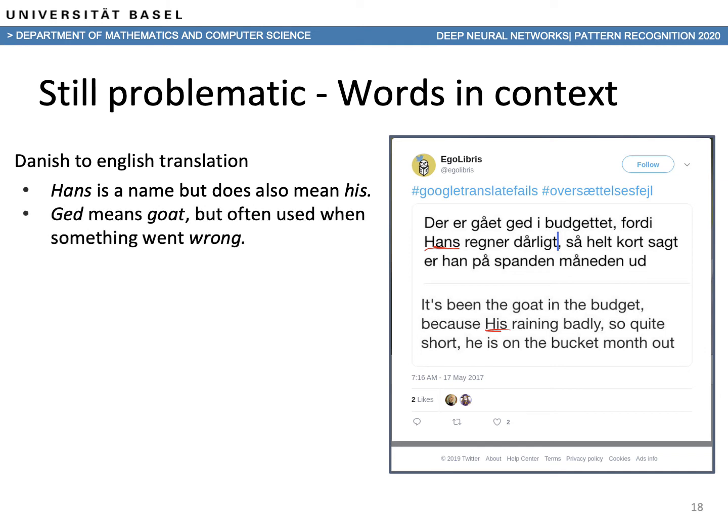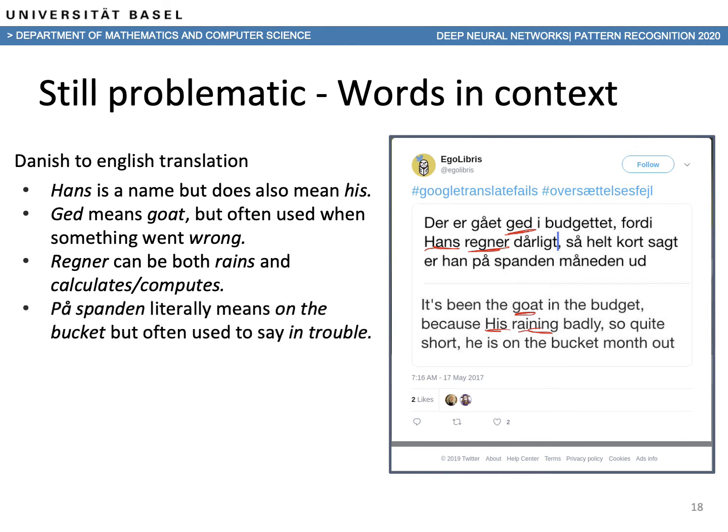Then the second thing is that gid is translated into goat, but in the context of this sentence here, it actually means that something went wrong. So there was no goat in the budget, but something went wrong in the budget. The next thing is regner, which can both mean raining, but it can also be calculates or computes. So he's not raining badly, but he's calculating or computing the numbers of this budget badly.